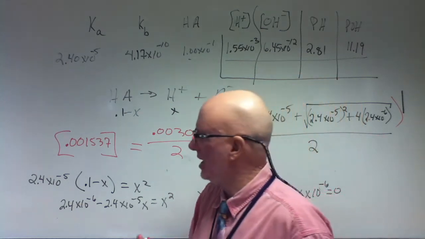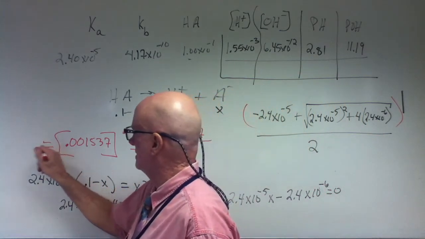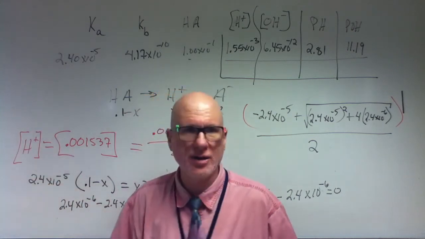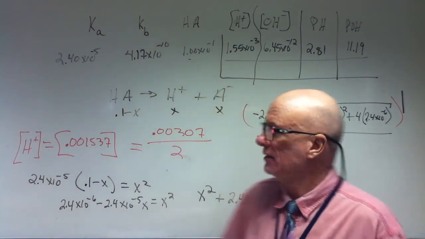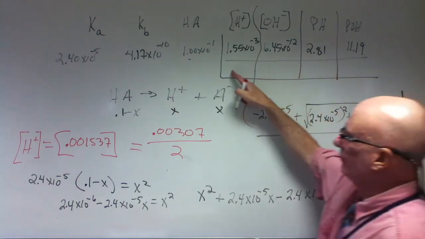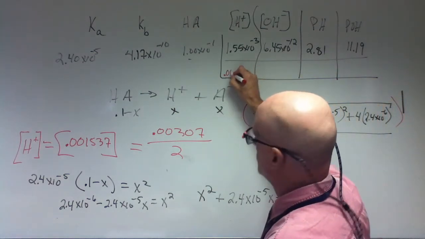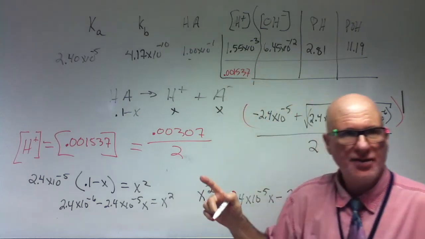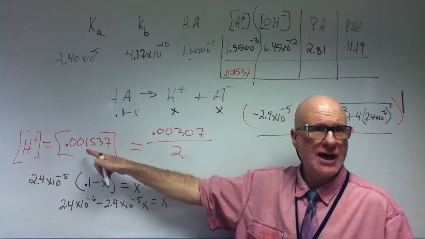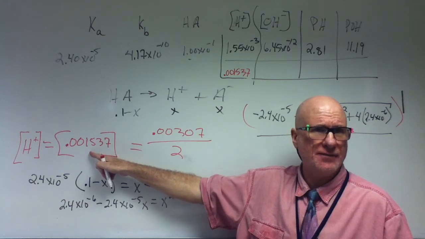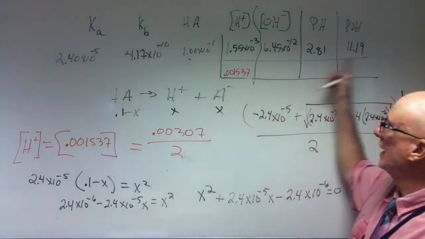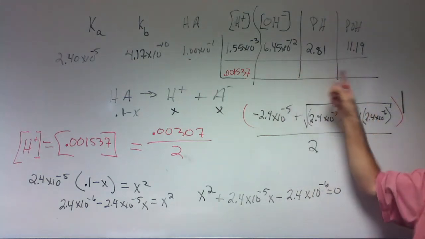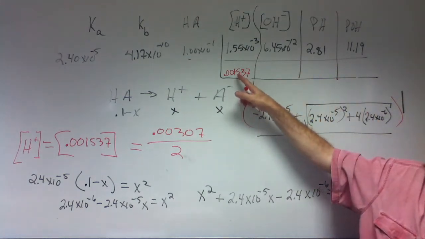All right, so what is this? That is the hydronium ion concentration, right? So that's going to be 0.001537. And then do you know how to do the OH? You can do the OH, right? I'm not going to do all that stuff. I just want to do this. This is a very basic operation. This is the tough one here, getting that value.